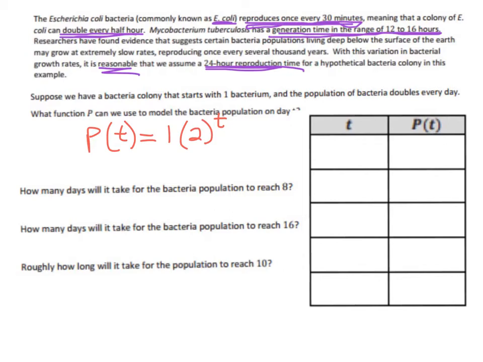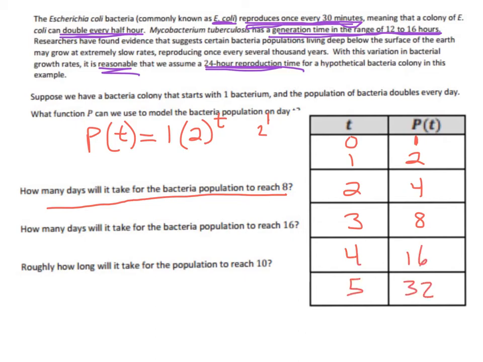Then they're going to ask you how many days will it take for the bacteria population to reach 8. So why don't we do a little bit of a table here. If my time is 0, the starting point, I'm just going to stick that in there. We know we start off with 1 bacterium. But if the time is 1 day, what happens? I put 1 in for t, 2 to the first power, and you get 2 bacteria after 1 day. Then if I put 2 in, I get 2 squared, which is 4. If I put 3 in, I get 2 to the third power, which is 8. And you'll see the pattern quickly and what's happening here.